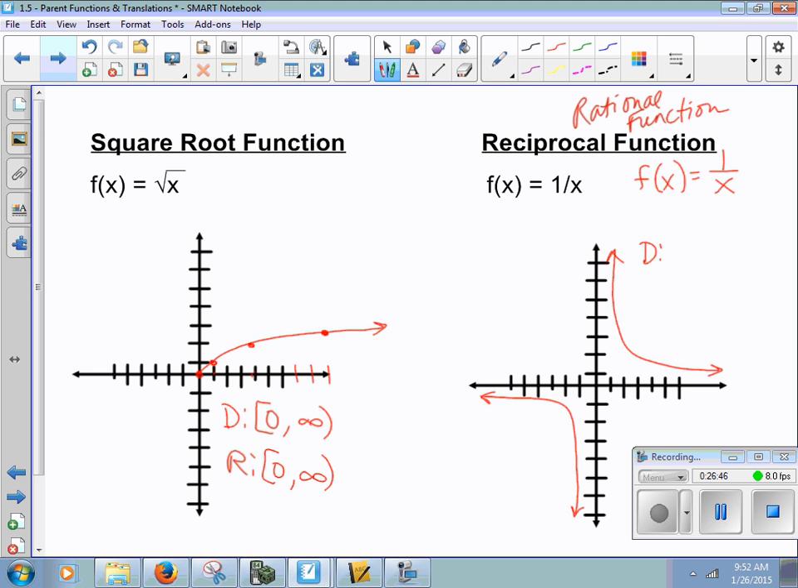What's the domain? Who's got this? Is it all reals except 0? All reals except 0. X equals 0. What about the range? Same, except for y equals 0. That's exactly right. All reals except y equals 0.